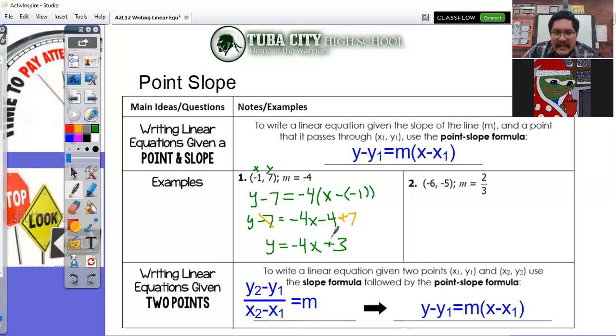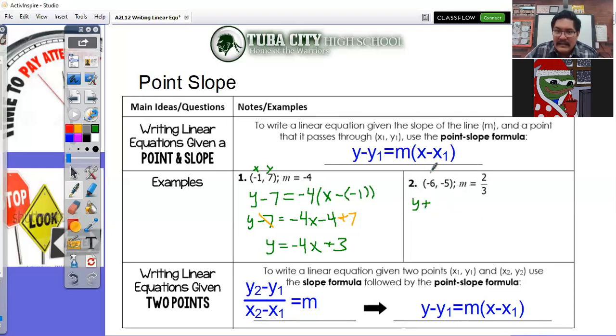So now I have this linear function that passes through the point -1, 7, and has a slope of -4. And maybe if I had some time, I could easily plug it in. Like I said, it's not something that a lot of people teach anymore. I have no clue why.